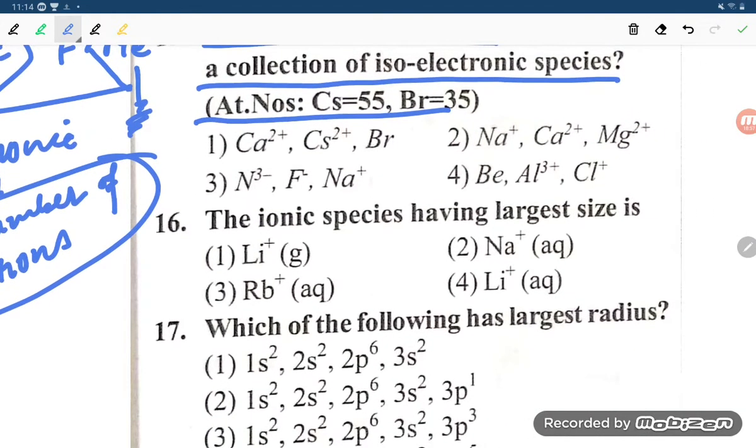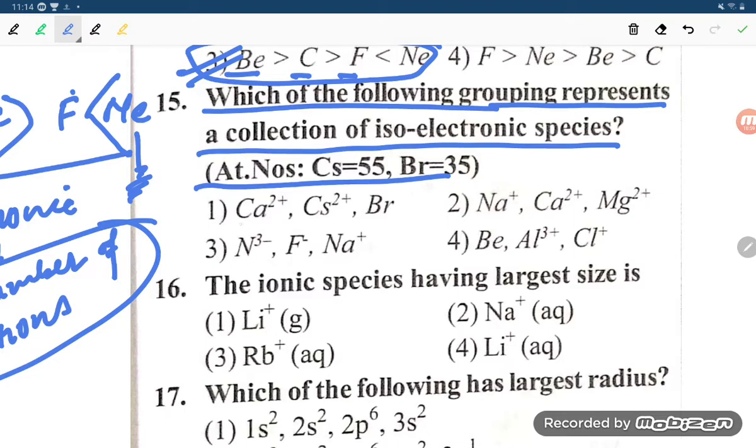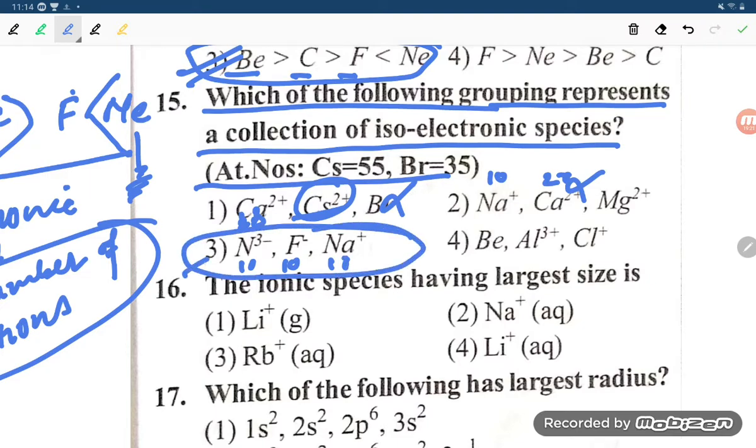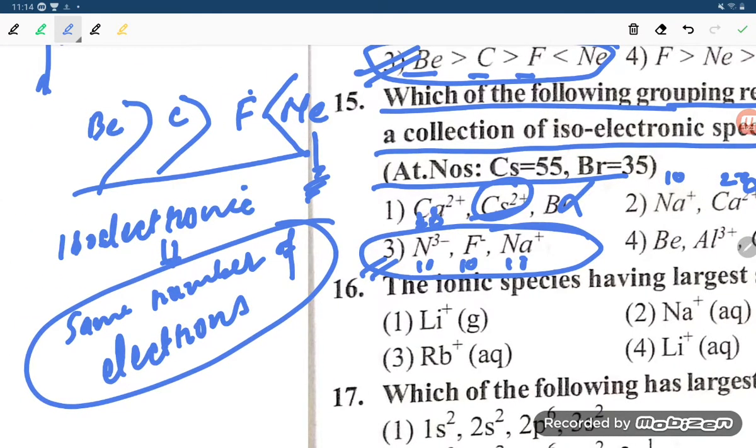So let us see, student. Calcium is 20, Ca2+ is 18. Cesium is more than 50, so this cannot be possible. Bromine is 35. Sodium here is 10, calcium is 20, this is also not. Nitrogen 10, fluorine 9 plus 1 is 10, sodium 11 minus 1 is 10. So all have 10 electrons, student. So the correct option is option number 3.